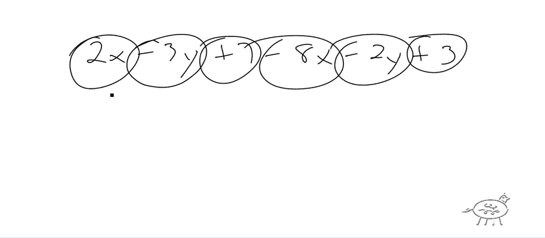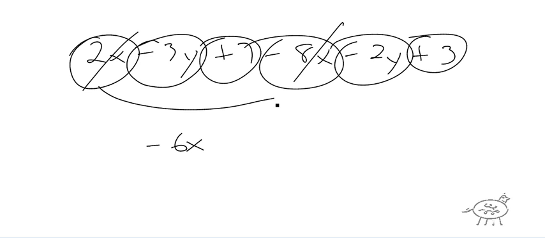So what I'm going to do is combine the x's together. So it's 2x minus 8x. You have to use the same rules as before. 2 minus 8, opposite signs, so it's 8 minus 2, which is 6. And then the sign of the bigger number is negative, so it's negative 6x. That takes care of that. And maybe you want to cross them off to make sure you don't use them again.